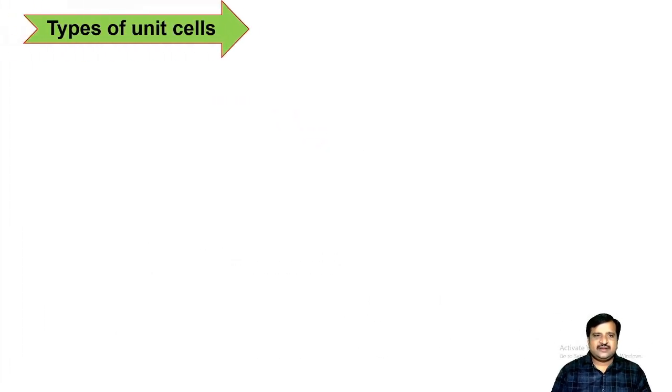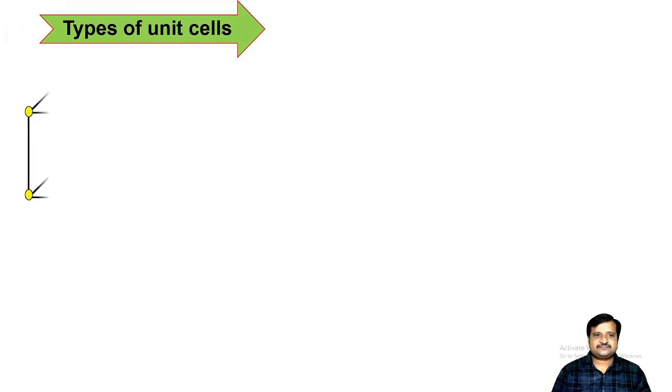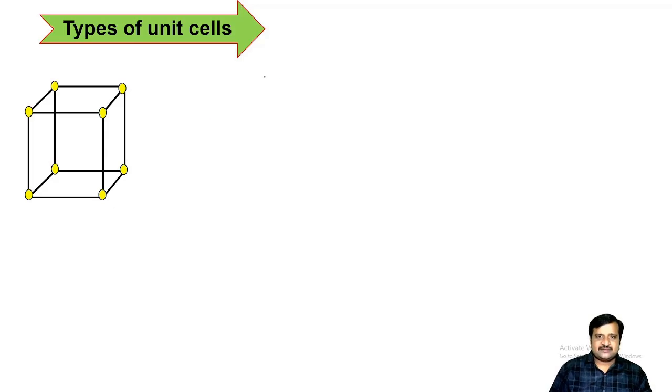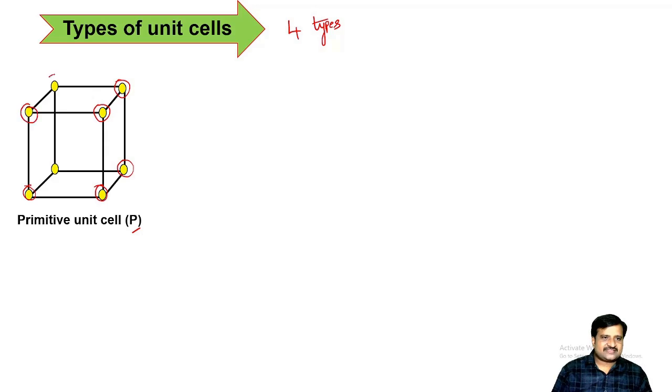Next one is types of unit cells. Unit cells are mainly of four types. The first one is primitive unit cell, represented by P. In primitive unit cell, it is a cube containing 8 atoms or ions at the 8 corners of the unit cell.